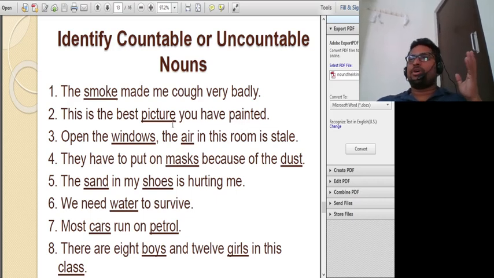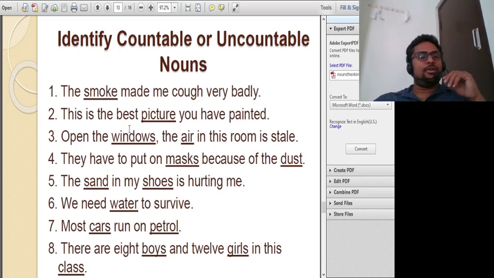Pictures, we are able to count, so it is countable. Open the windows. The air in this room is stale. Windows is countable. Air is an uncountable noun.